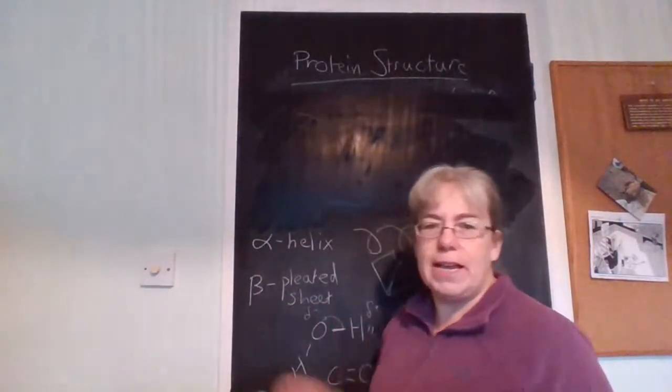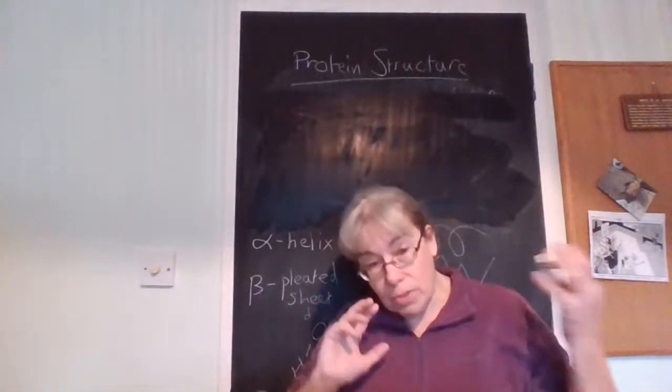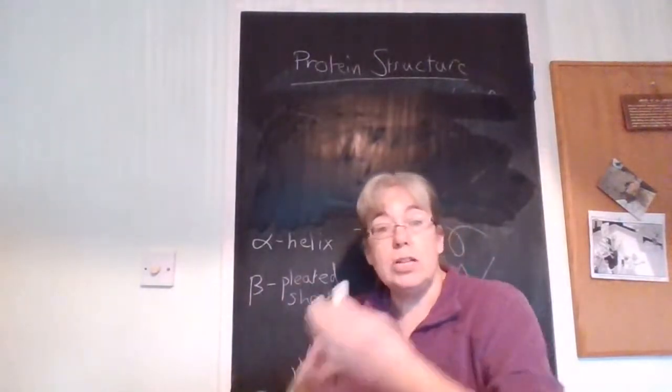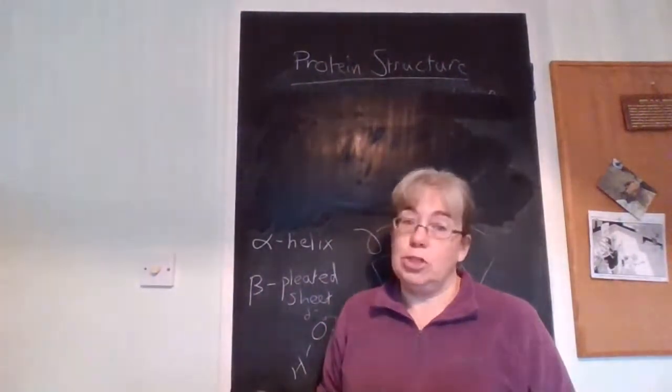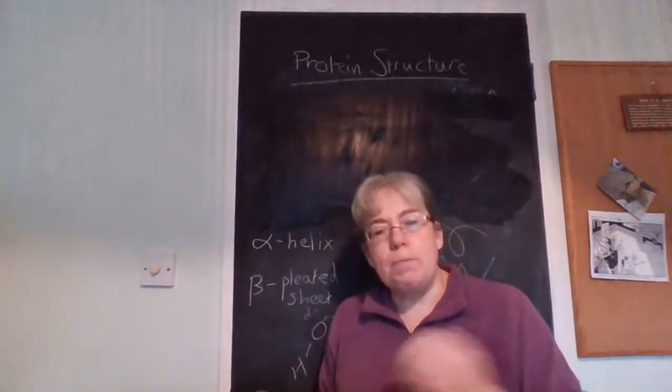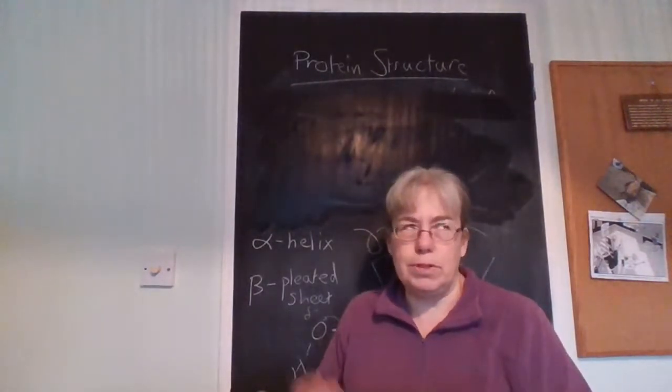Anyway, that'll do for today. You've learnt now about your alpha helix and your beta pleated sheet. That's the secondary structure of proteins. Tomorrow we're going to do the tertiary and quaternary structures, which is a lot of work. Then moving on, we'll do classification of proteins.